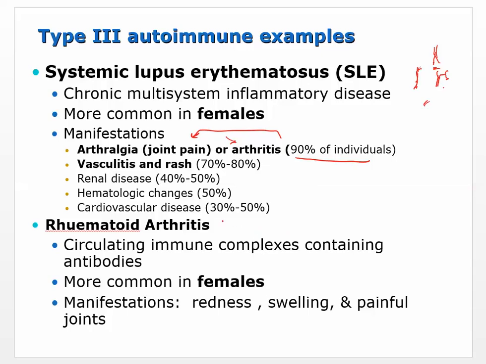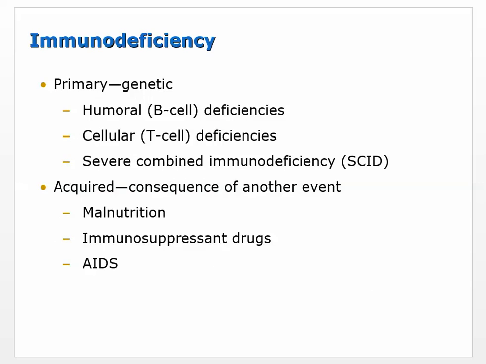All right, rheumatoid arthritis, a little more direct. That's a little more specific and tends to present in joints. Again, circulating immune complexes containing antibodies will collect in the joints. Okay, it's more common in females: redness, swelling, painful joints. So we don't know why these things express differently. Obviously, it has something to do with the location of the trigger, whatever types of cells or antigen are triggering them, but it's not really known, and that's what they're studying.